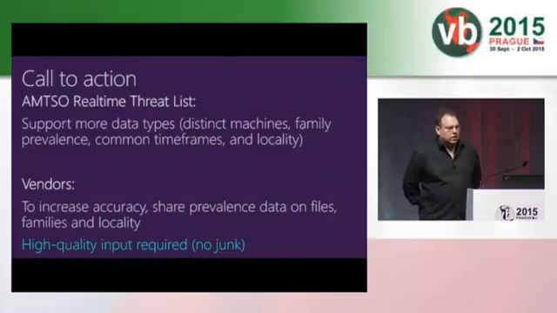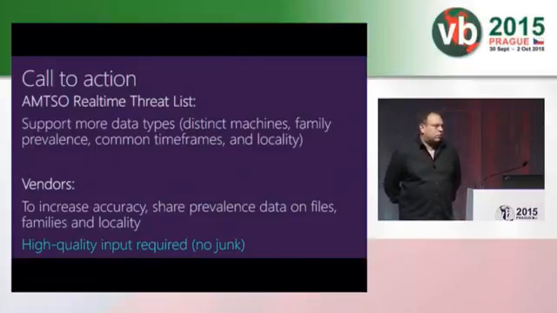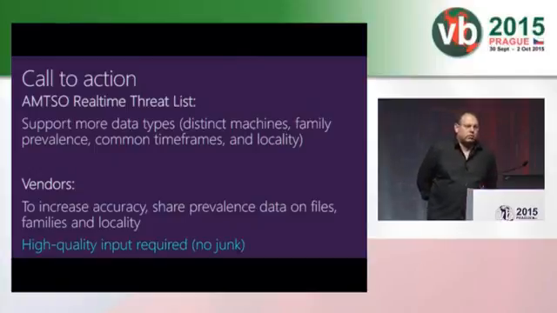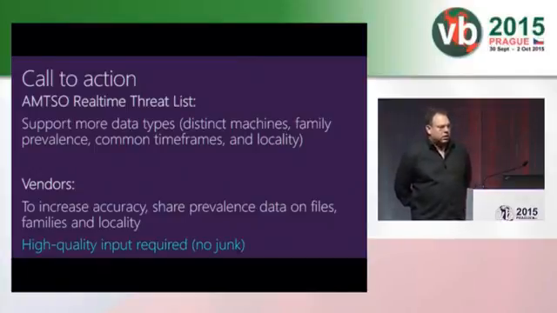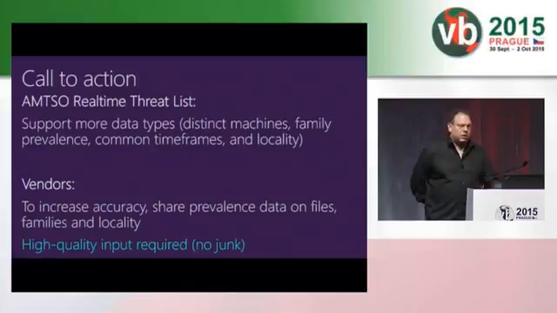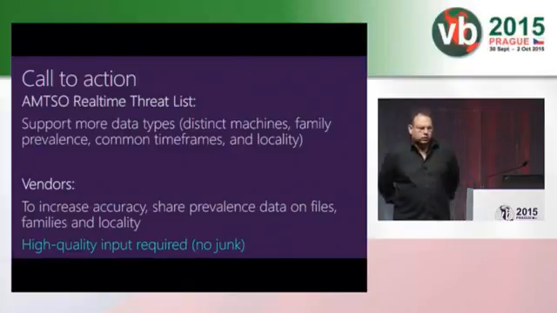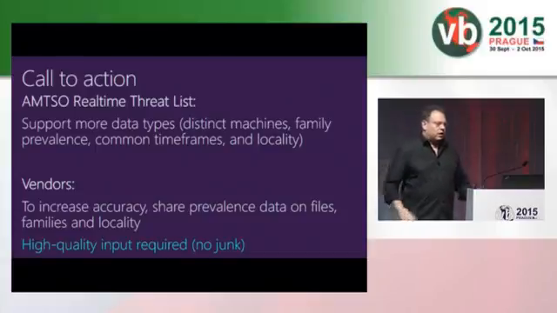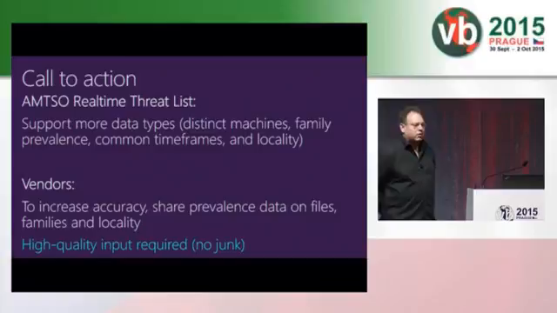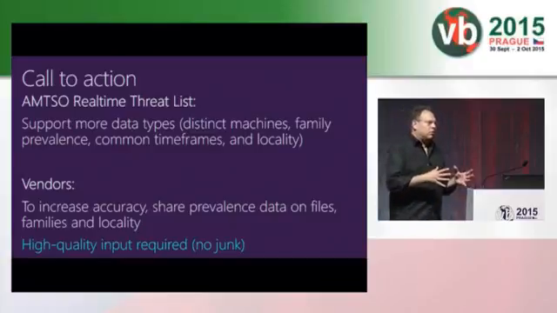That would be ideal. One of the approaches is already done by AMTSO, the Anti-Malware Testing Standards Organization, with the real-time threat list, the RTTL. And it looks good. There is a meeting in October where someone will go forward in that case. But for this, we really need more vendors submitting more and more data that we can rely on. And there should be more accuracy of prevalence data of files, families and locality, so that the reporting should be more of a summary.